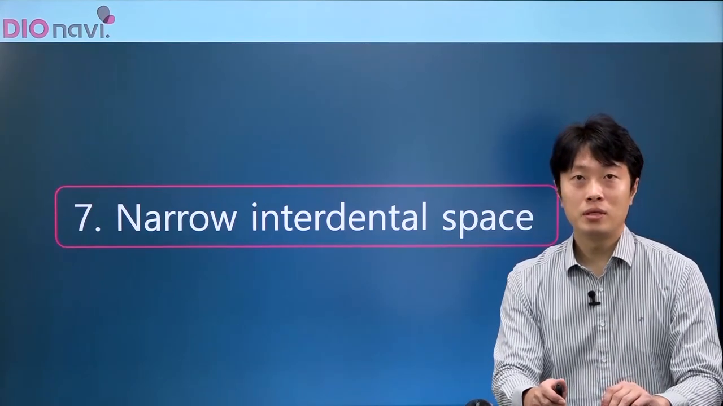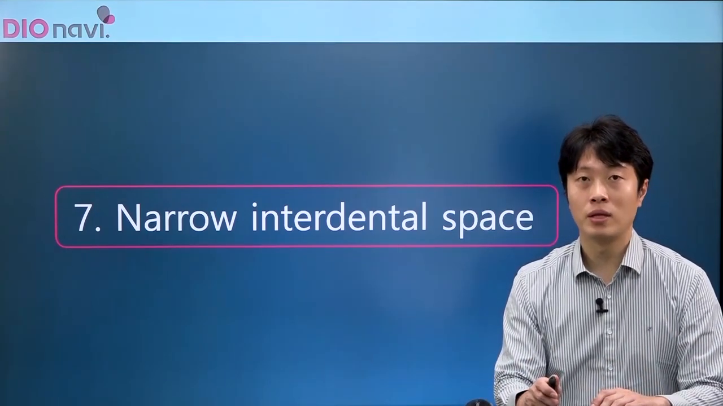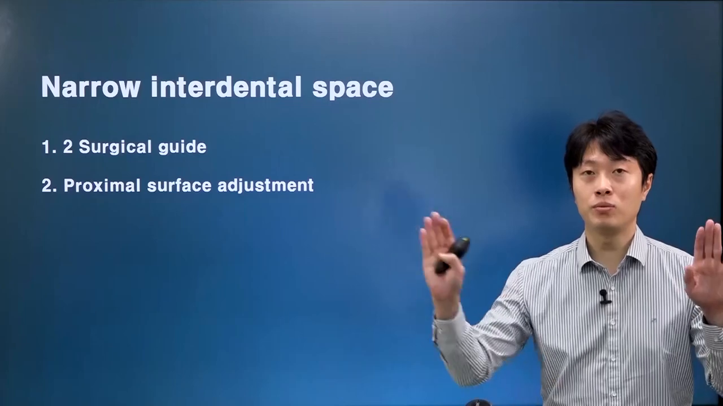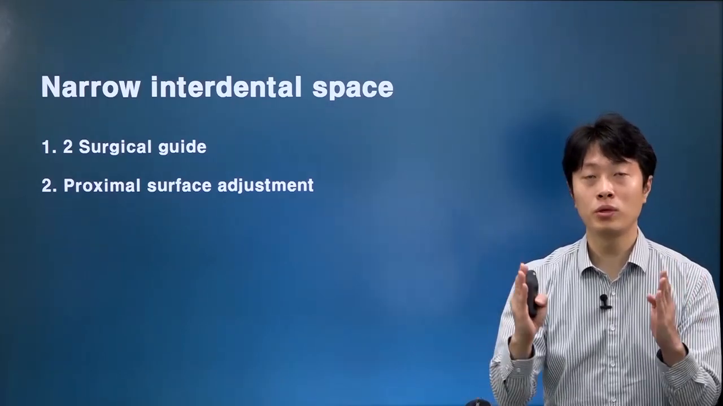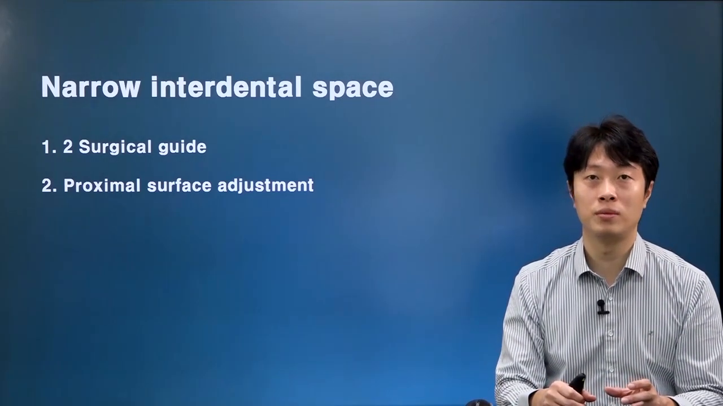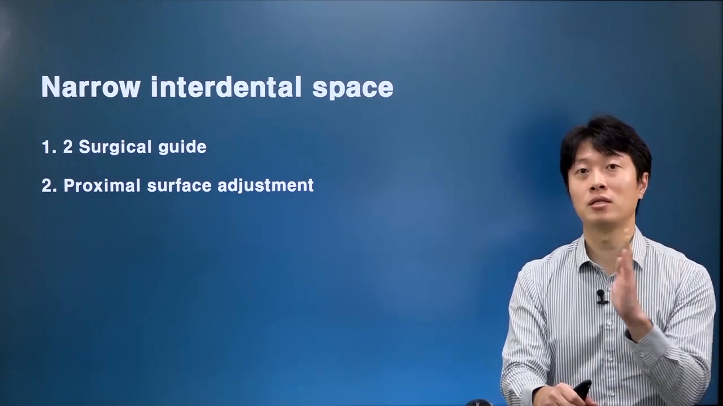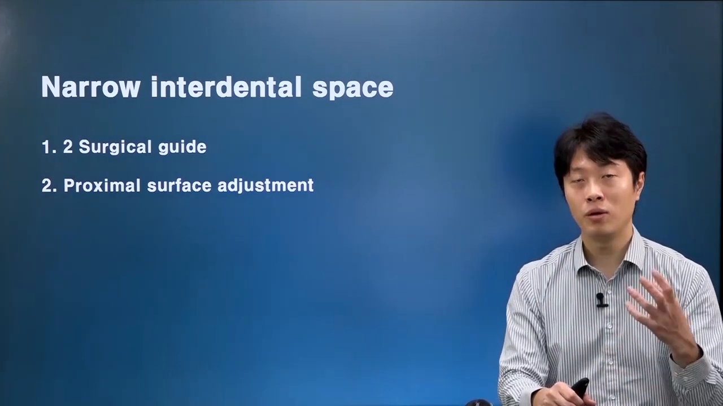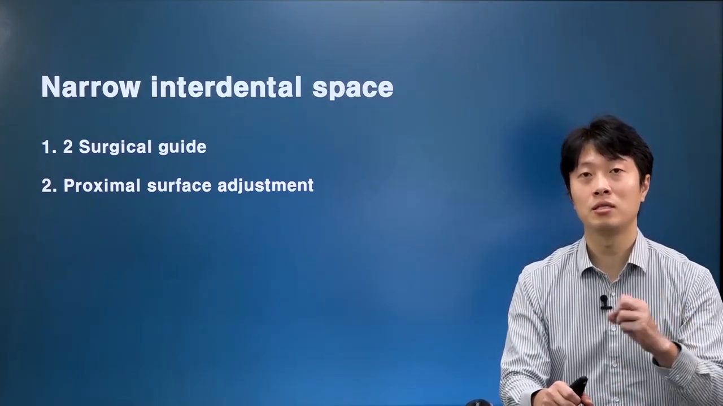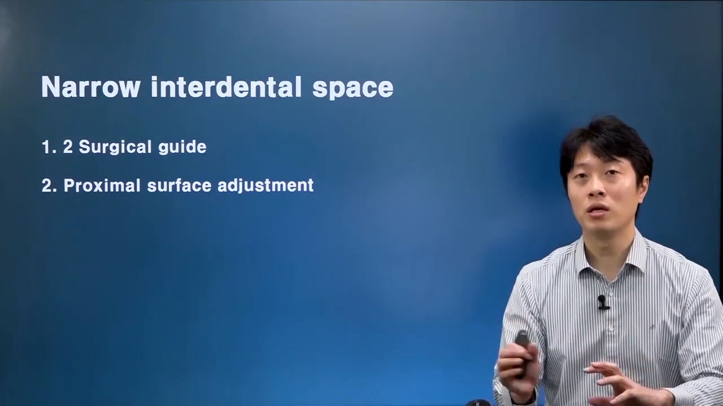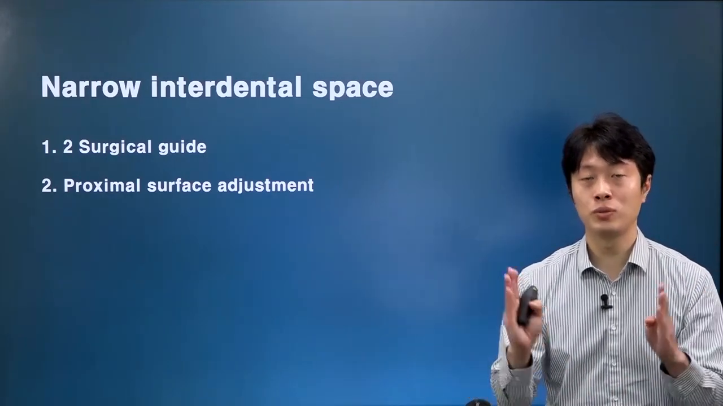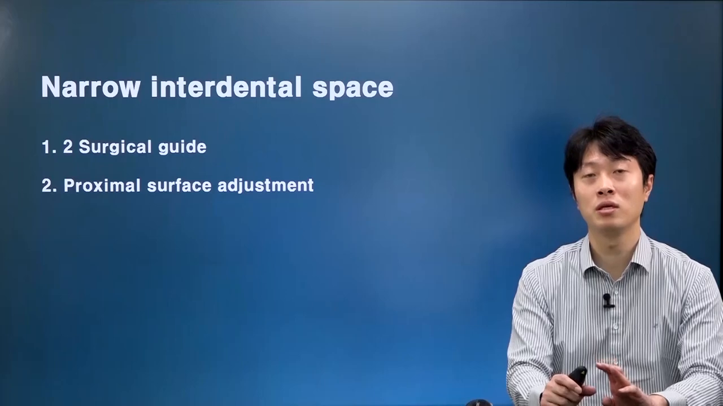Next is when the gap between the teeth is narrow. Considering the diameter of the surgical guide, when the adjacent teeth are collapsed or when the gap between adjacent teeth is narrow, it may be difficult to accurately position the metal sleeve on the surgical guide. In such a case, you need to prepare the adjacent teeth. Inform the patient in advance and prepare the adjacent teeth. Acquire impression through an intraoral scan, etc. To make the subsequent process easier, find out whether the adjacent teeth are collapsed or whether the gap between adjacent teeth is narrow.